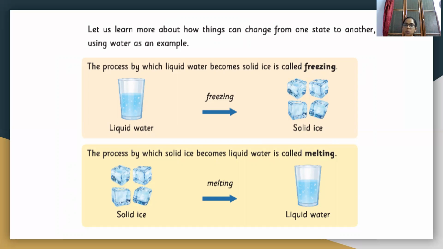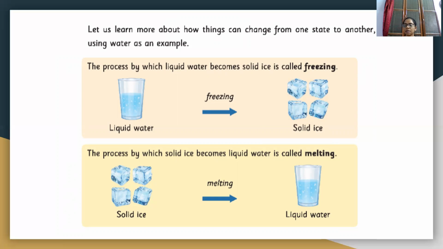The process by which liquid becomes solid, that is liquid is nothing but water, solid is nothing but ice, is called freezing. Once again, the process by which liquid, that is water, becomes solid, that is ice, is called freezing. And next, first is freezing and next is melting.